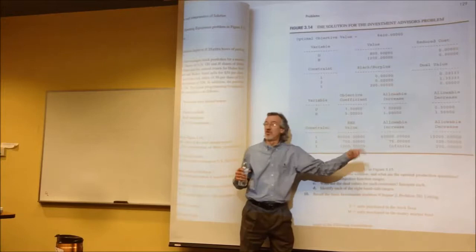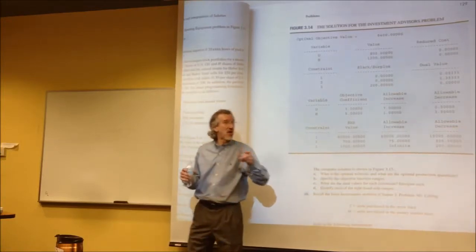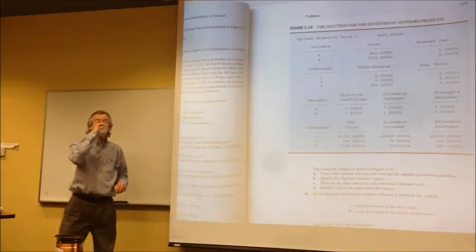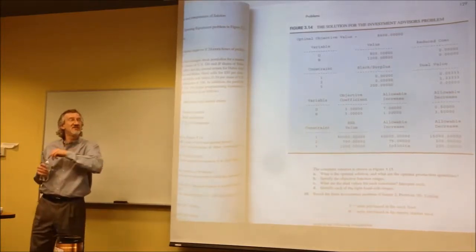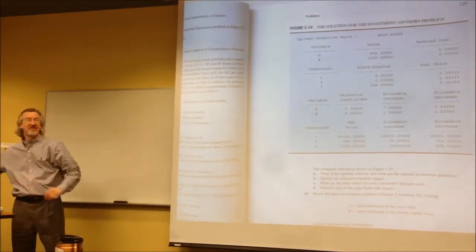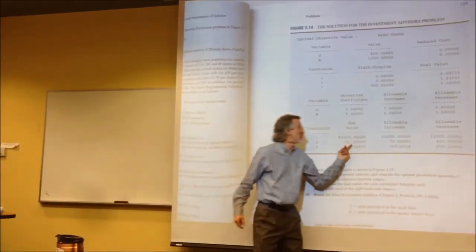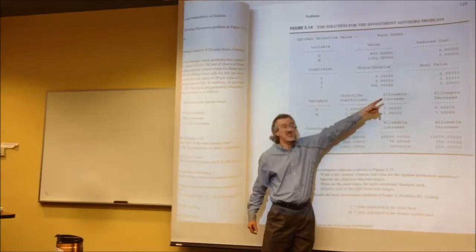So my question for you is, first of all, is our shadow price or dual value still valid? Yes or no? Why is it still valid? Because 50 is less than 75. That's right. Allowable increase is 75 units. They're offering us 50 units. We know that's still valid.